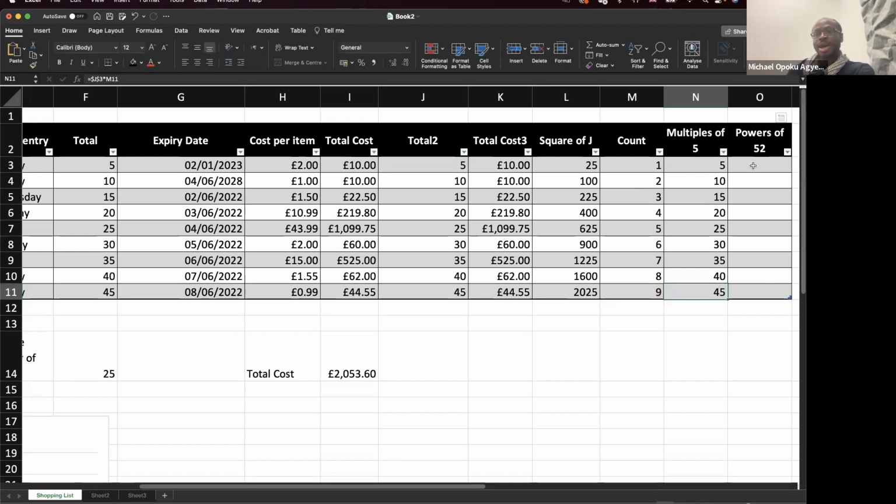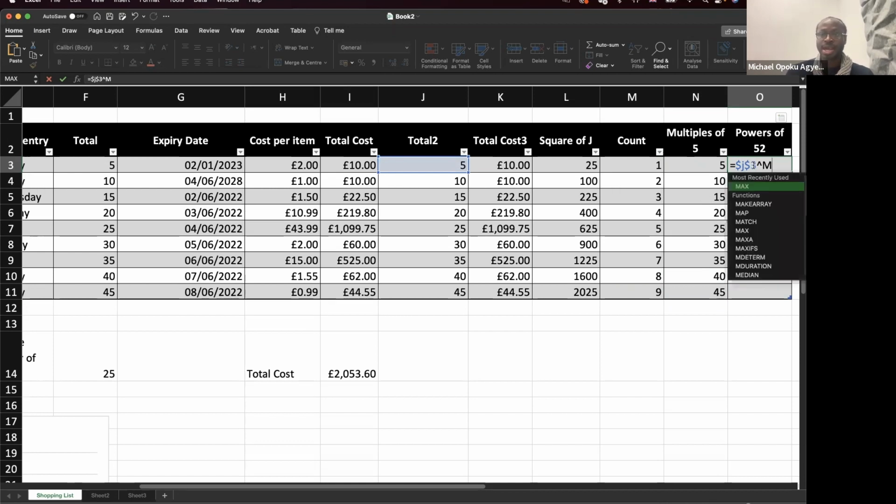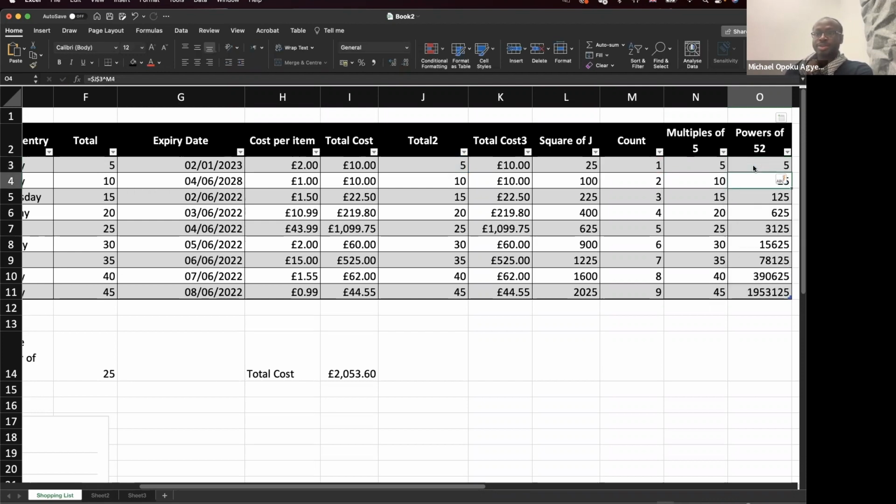And I can now have the powers in there where I'll make it equal to, in this case, keeping the cell value in J3, and then I want to raise it to the power of the value in the count, which is, in this case, M3, sorry. So now I've got the powers of 5 showing as well. So I have 5 to the power 9, and I can have 5 to the power 8 on there. Does it make sense so far?